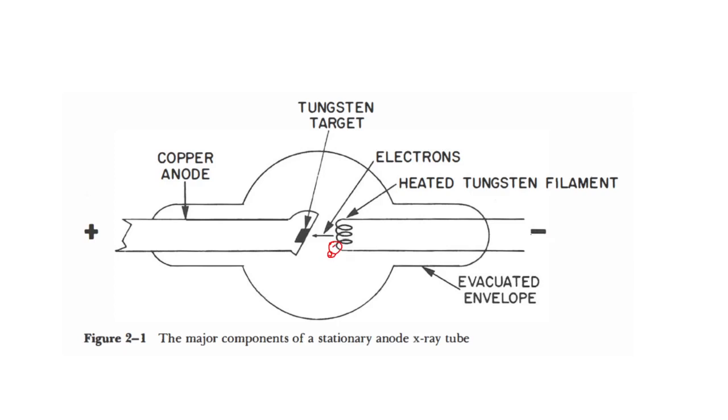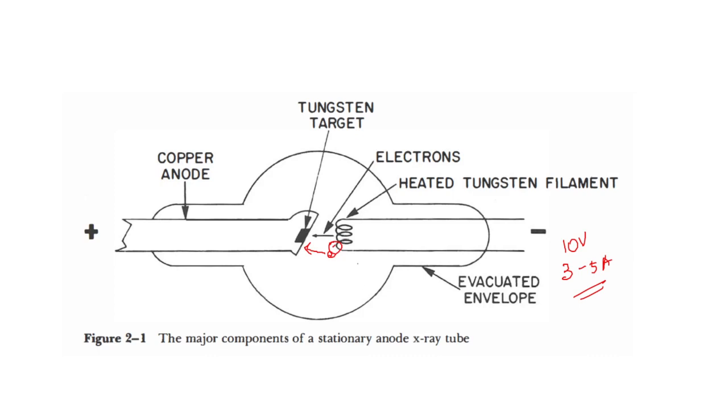Whenever the filament is connected to a voltage of 10 volts and a current of 3 to 5 amperes, this will heat the filament. When the filament is heated, the electrons will move towards the target and hit the target. This is fine. So first, before we go to the actual process occurring here, we should learn about the filament.